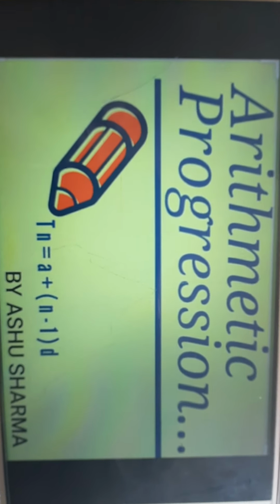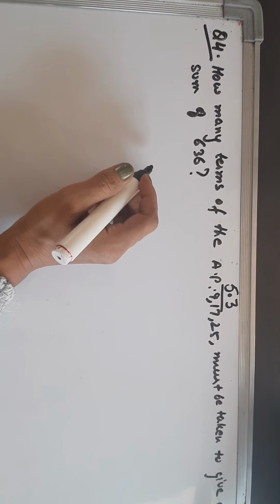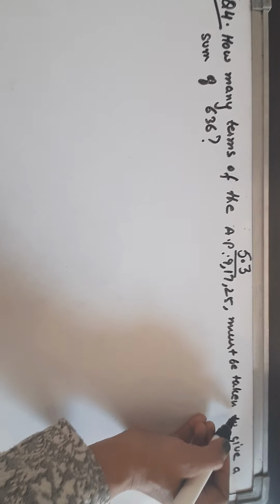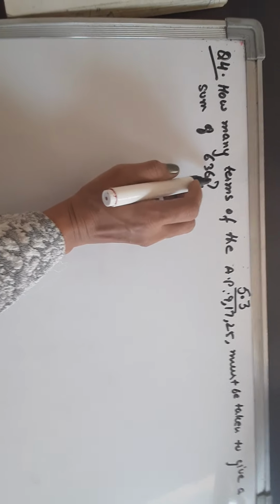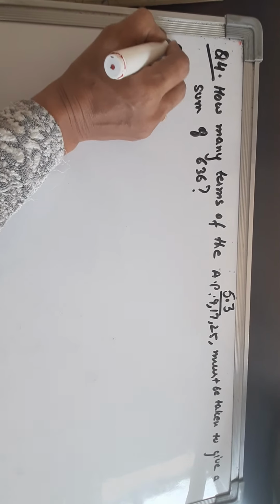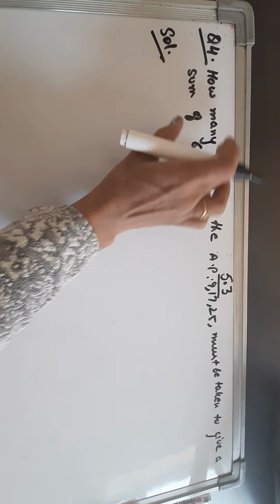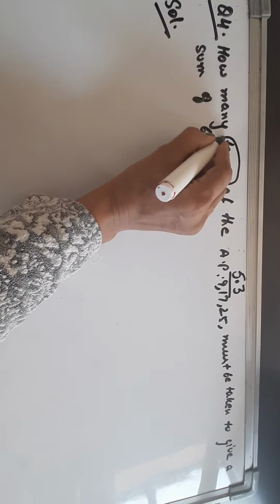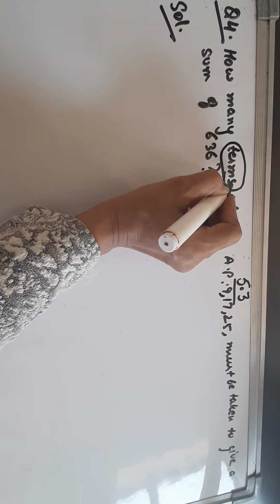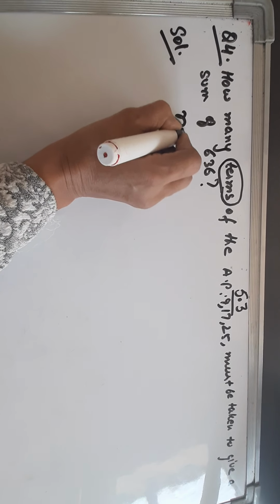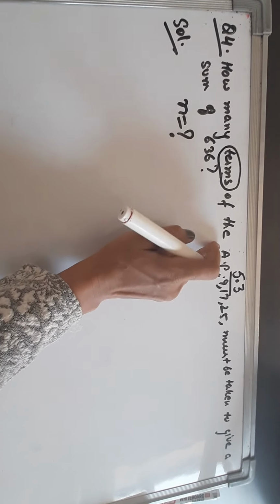So let's start with question number 4, exercise 5.3. Question number 4: how many terms of the AP given to us must be taken to give a sum of 636? So dear students, as I told you, move word by word. To get the solution, first of all, convert this statement into an equation. How many terms? You must see whether it is singular or plural. The S is there, so it means plural. How many terms? Terms means they are asking n. How many terms of the AP?